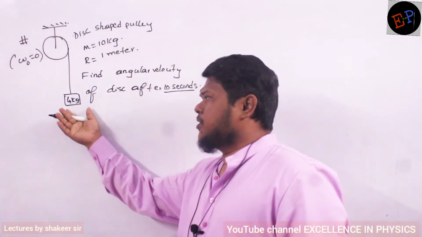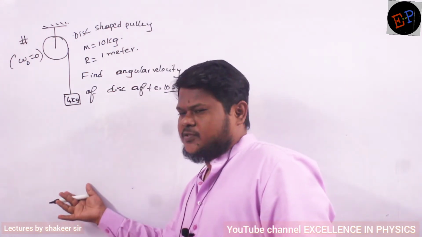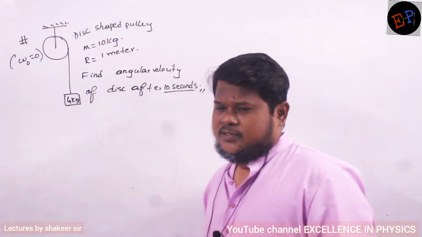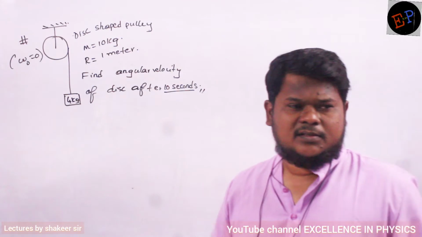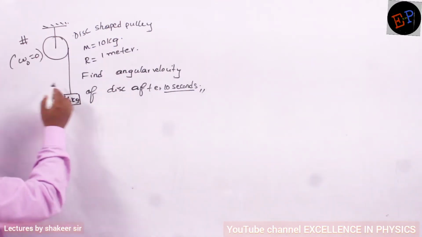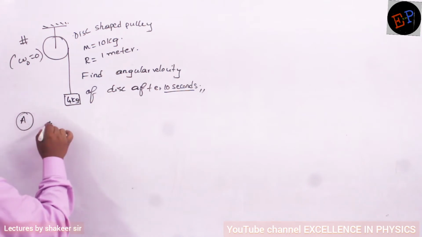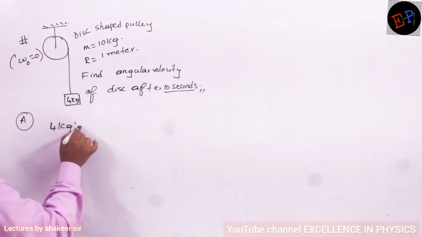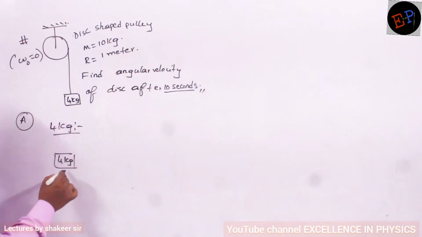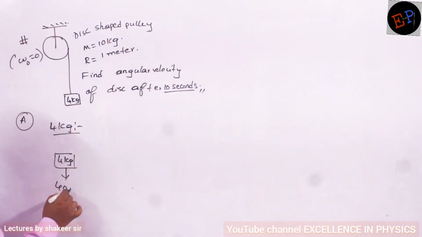It means this body, after a time of 10 seconds, at that instant what will be the angular velocity of the disc? Okay, let us see. Let us write the free body diagram of the 4 kg body. On the 4 kg body how many forces are acting? Its own weight 40 Newton will be acting in downwards direction, and tension T will be acting in upward direction.